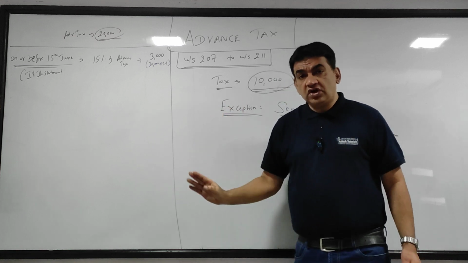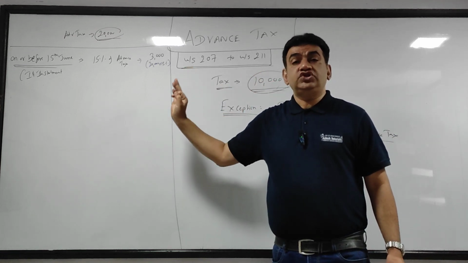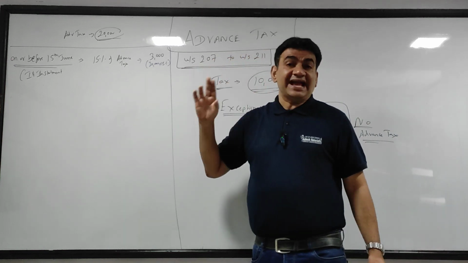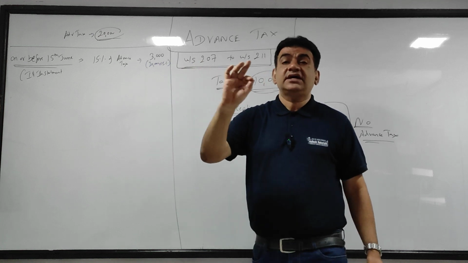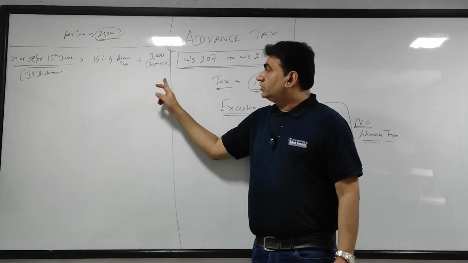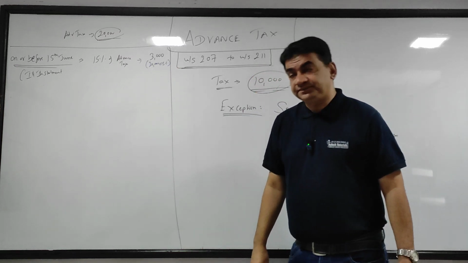So the first installment to be paid on or before 15th June, and it will be the estimated tax का पूरे साल का जो tax estimate है उसका 15%. So 20,000 का 15%, that is 3,000.